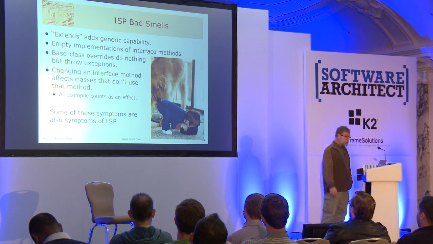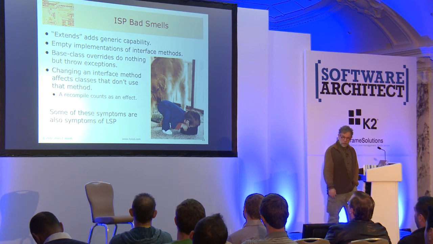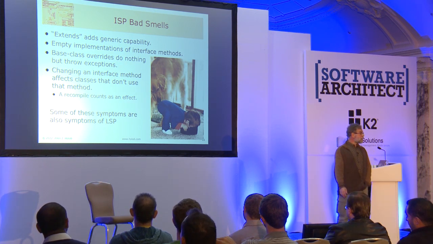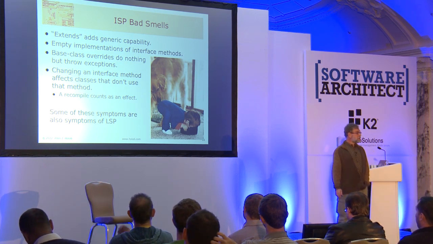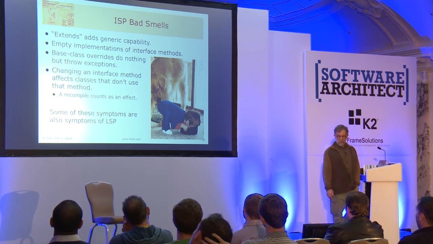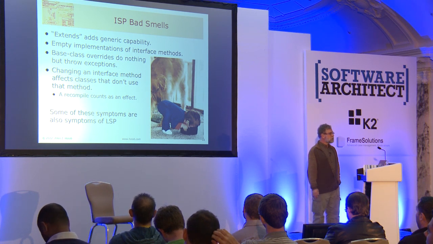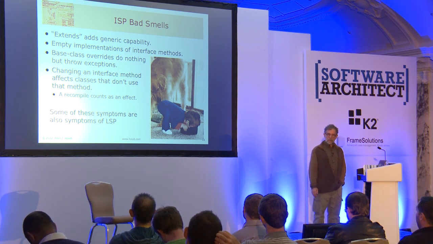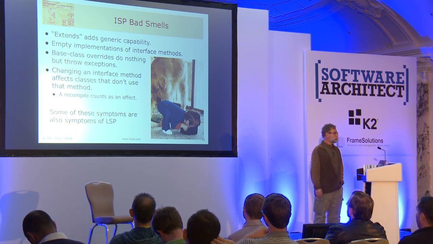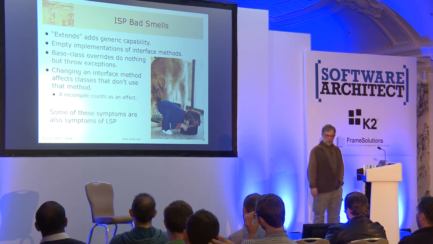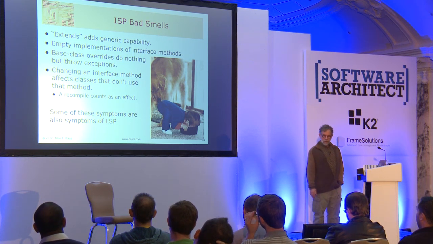So there are a bunch of bad smells here. The notion of extends that has generic capabilities associated with it, right? That you're extending stuff and everything is too complicated, too generic. There's a bunch of stuff that you don't need in the base class, in other words. You find empty implementations of interface methods, right? Things along those lines.